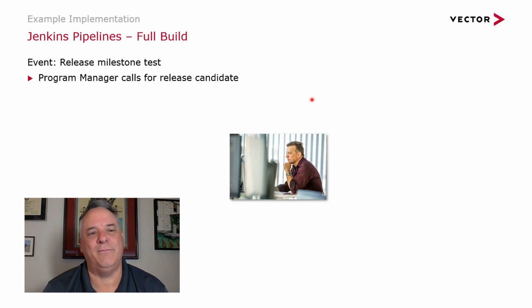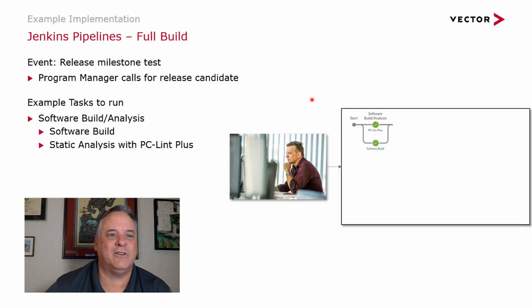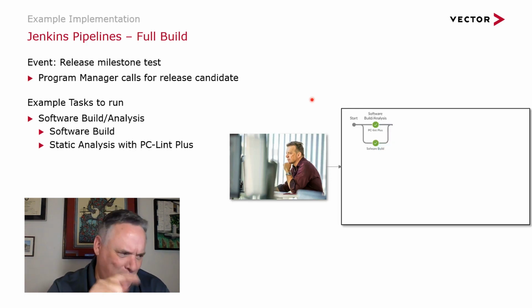So the last example we've been talking about is the full build. And this is for something major, like a release milestone or a factory acceptance test, and the program manager will call out for the testing, kicking off that event. Basically, it's going to run through the full pipeline. So the engineering manager, he may not push the button to start, but he'll send an email to the test team saying, give me a full run of this.